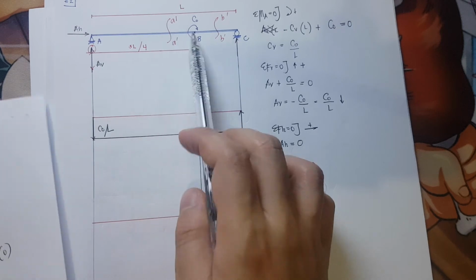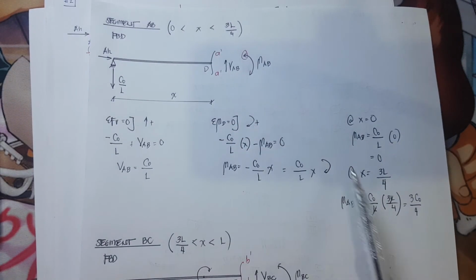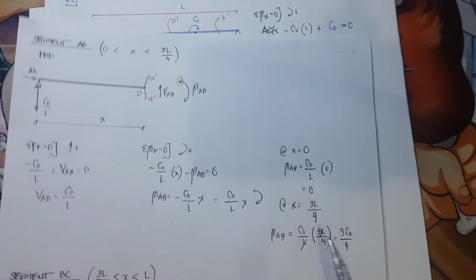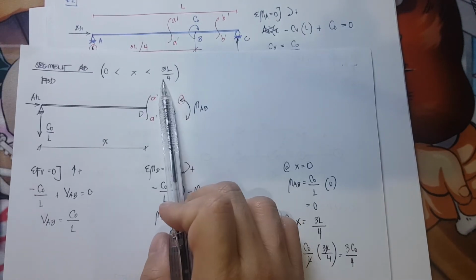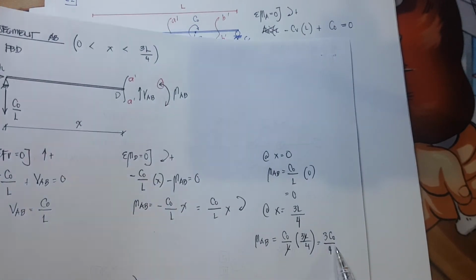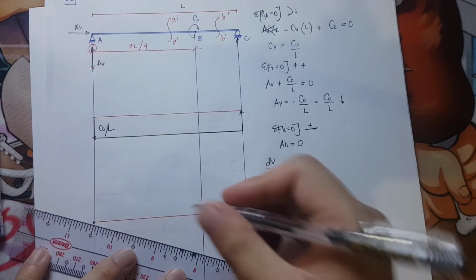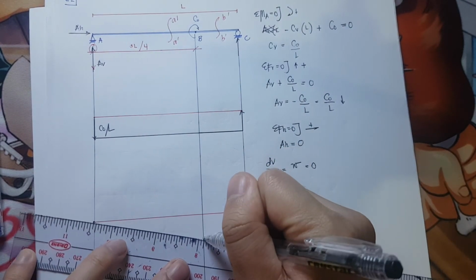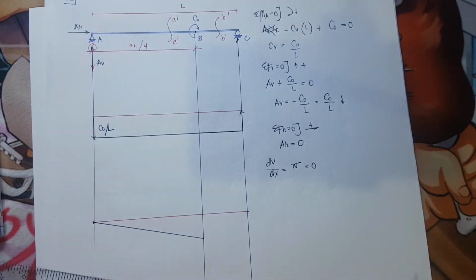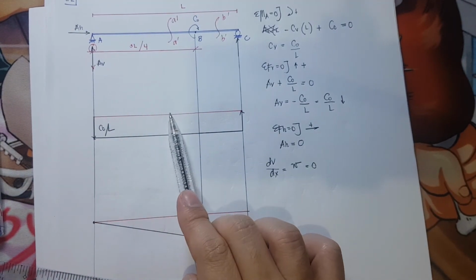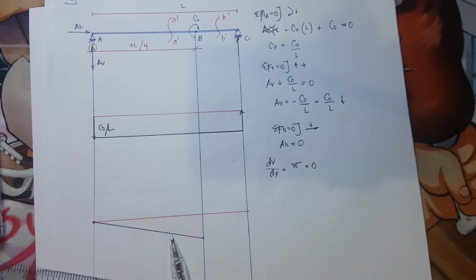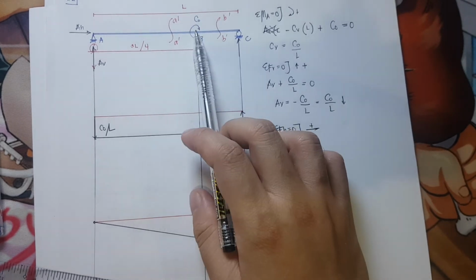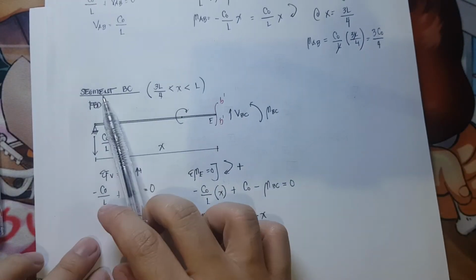If at x is 0, it is 0. Next, at x equal to 3L over 4, it is 3 C's of naught over 4. So that is 3/4. Okay, so we simply connect it by a straight line. So we know from the previous video, if this is 0 degree, the succeeding diagram would be a first degree. So it is a straight line. Okay, now at segment BC.